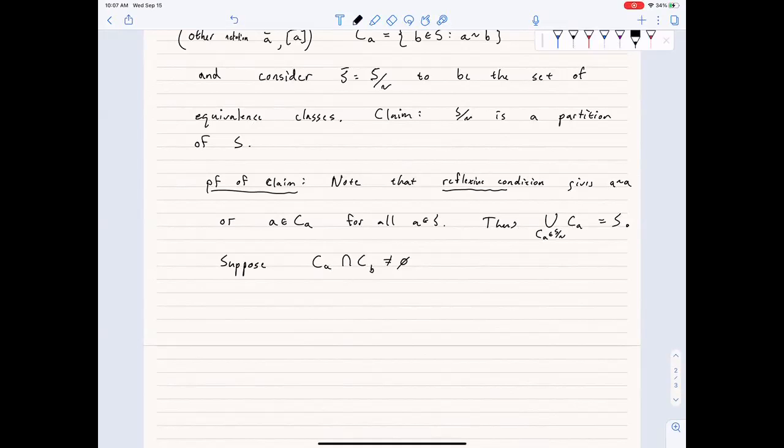Could you read that line of math in plain speech real quick? Plain speech: suppose CA intersects CB is non-empty.